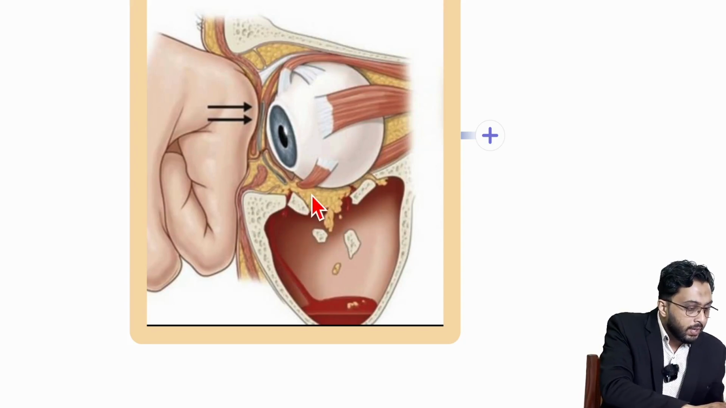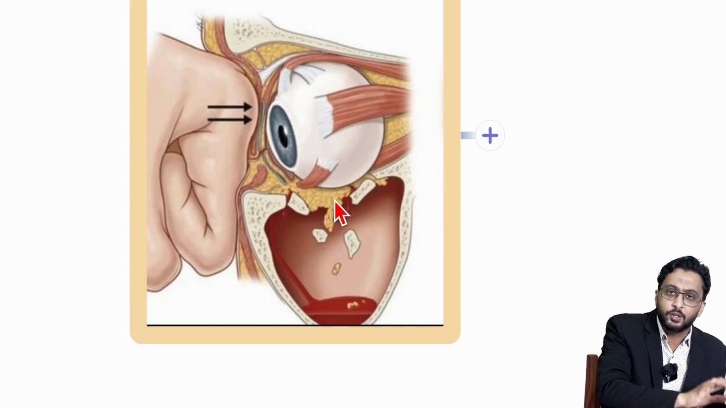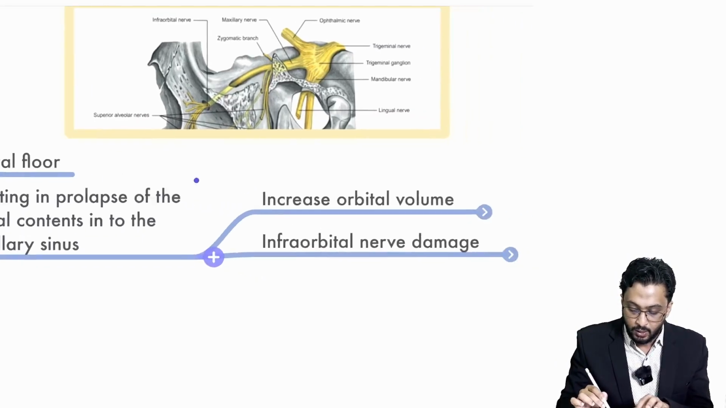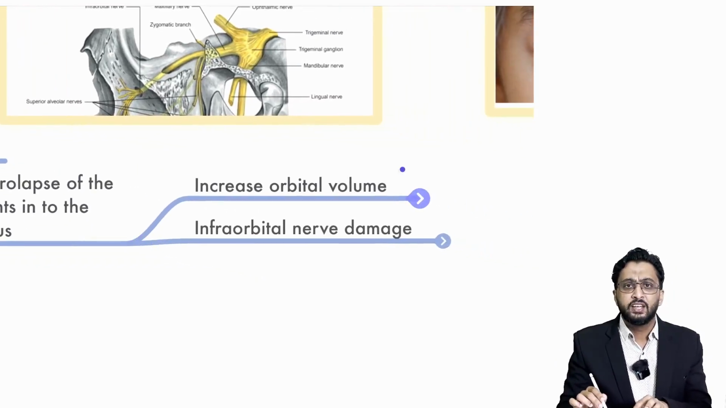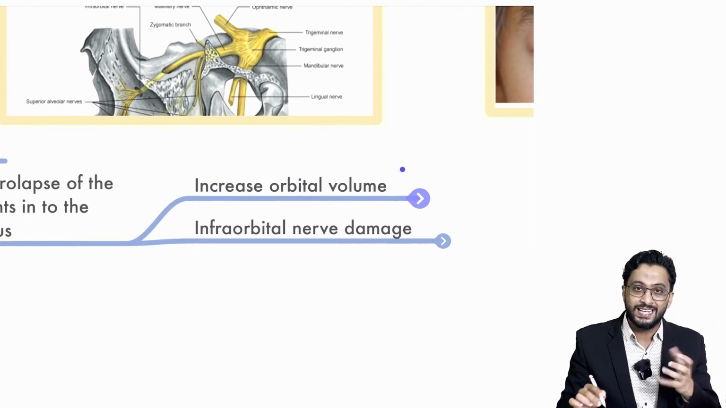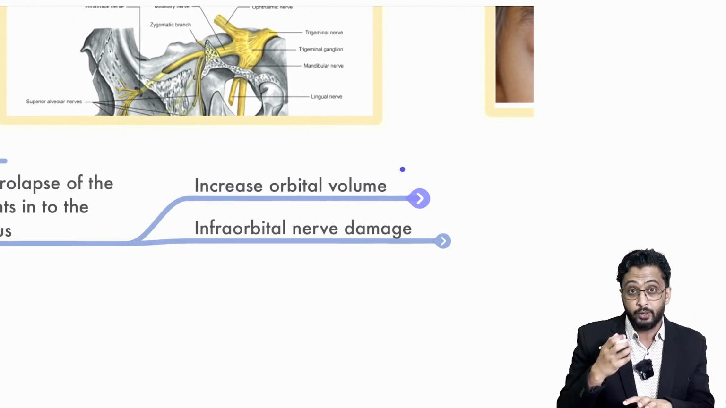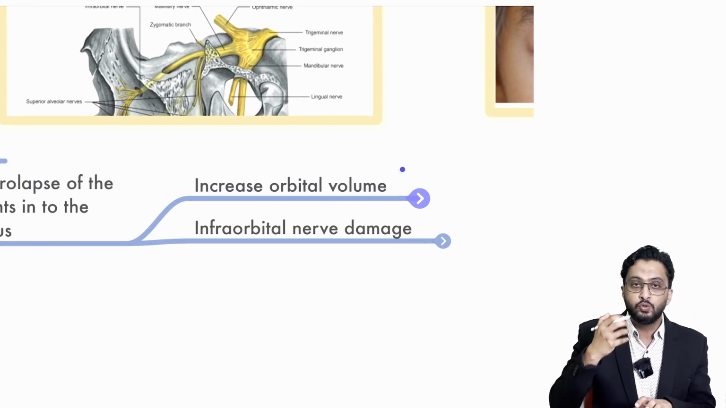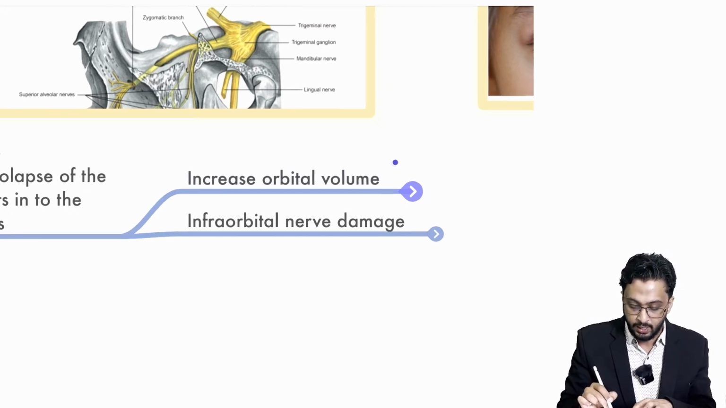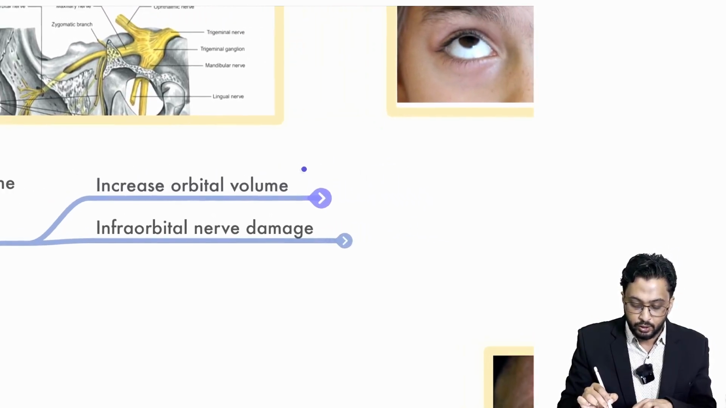Now, as the volume is increased, the problem occurs accordingly. Let's come to that. As I've told you, there is an increase in volume because the content of the orbit is more into the sinus also, so it's a bigger volume. This is a very important feature to diagnose your orbital fracture through a radiograph. I'll show you that. So, increase in orbital volume.